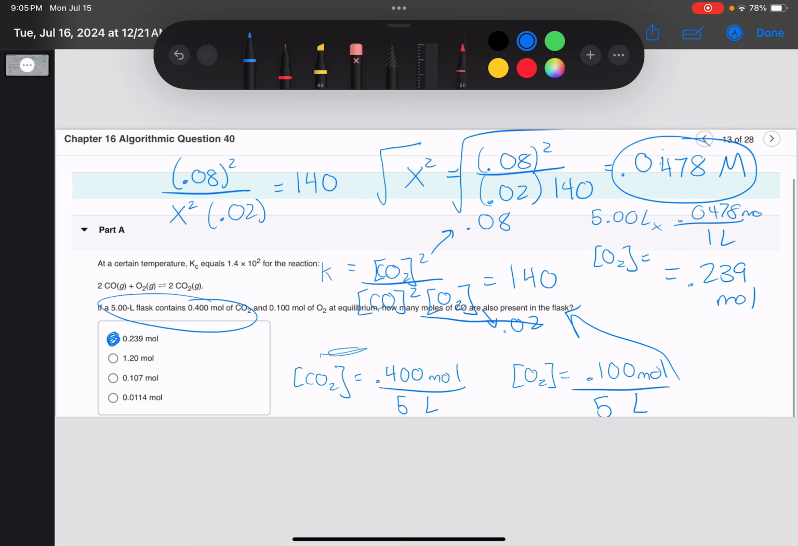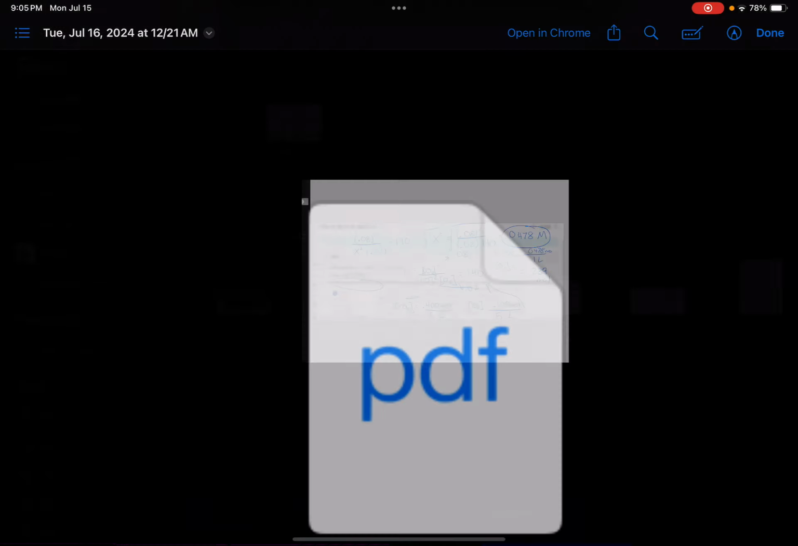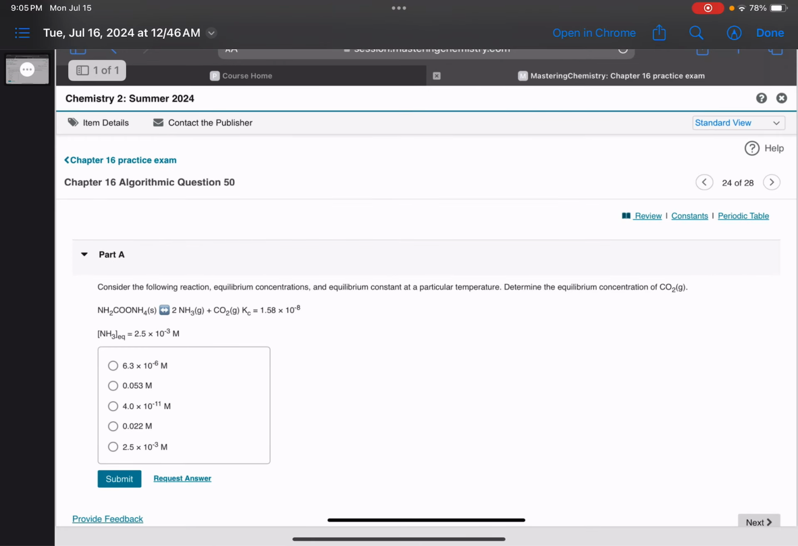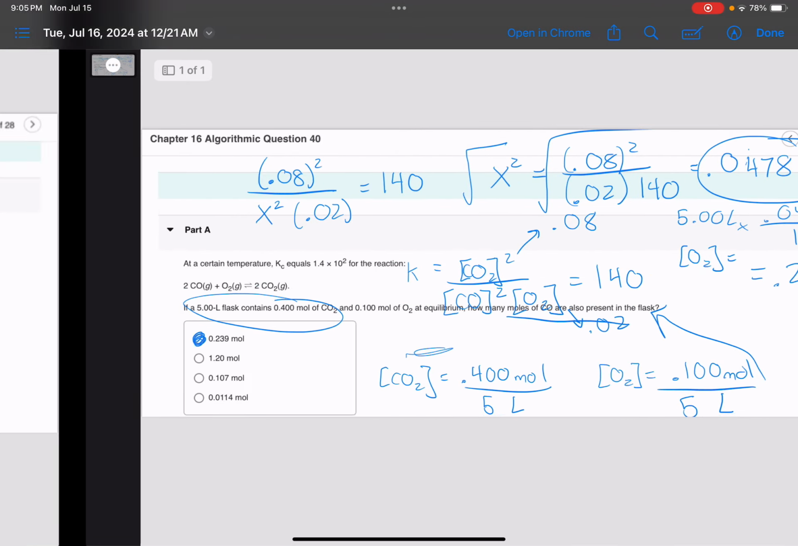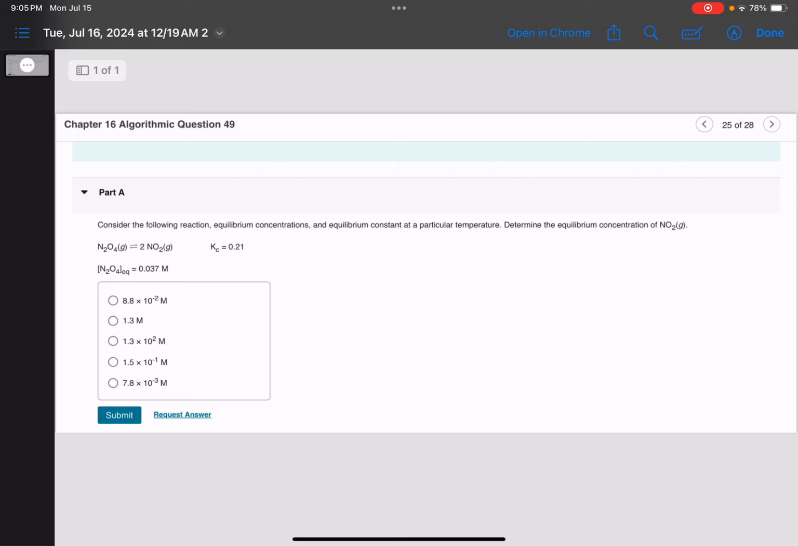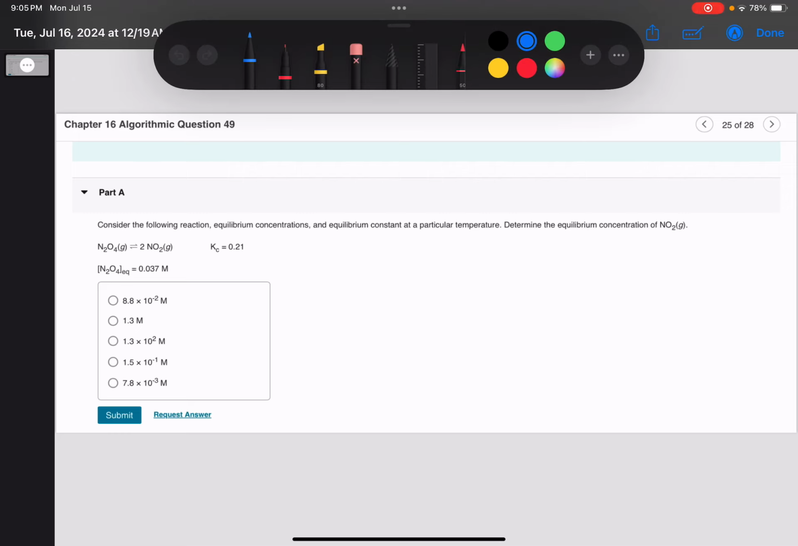All right, next one. Let's see, that was 40. Let's do 49 next. Okay. Consider the following reaction. Equilibrium concentrations are given and the equilibrium constant, and we just have to find NO2. So this should be fairly straightforward. Let's see if there's some little thing I'm not seeing that makes this difficult, but we'll see.